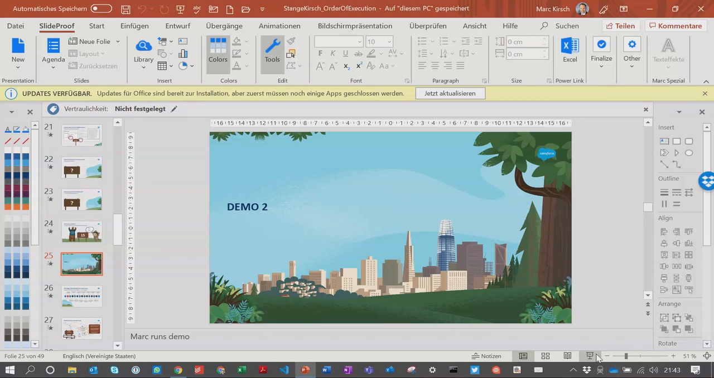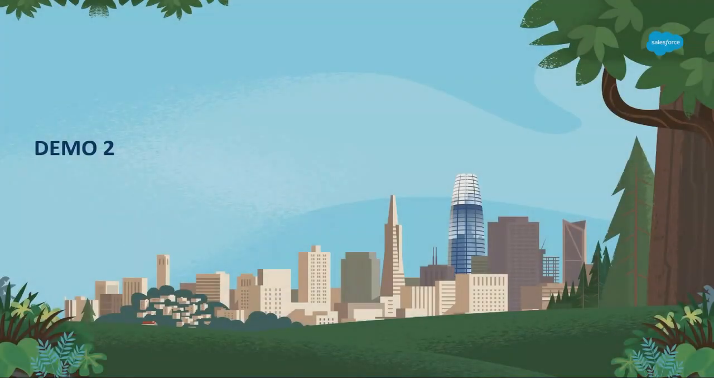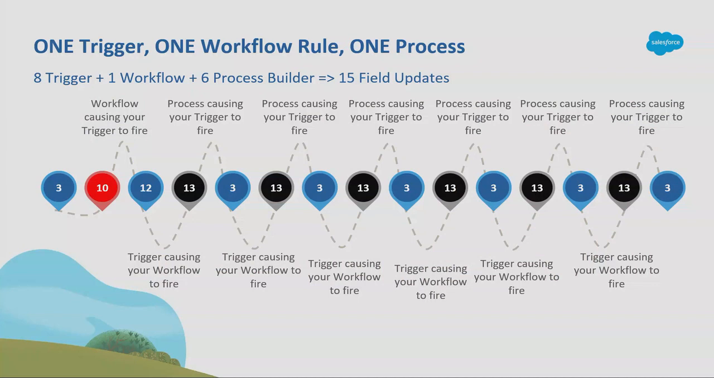It is 15, and it's exactly what was written in the help text. It runs up to 6 times. That's why Process Builder eventually fades out. So this loop runs 6 times, and then it's over, right? You can't do this unlimited. 6 times it is. And so we have 8 triggers in total, 1 workflow, and 6 Process Builder field updates.